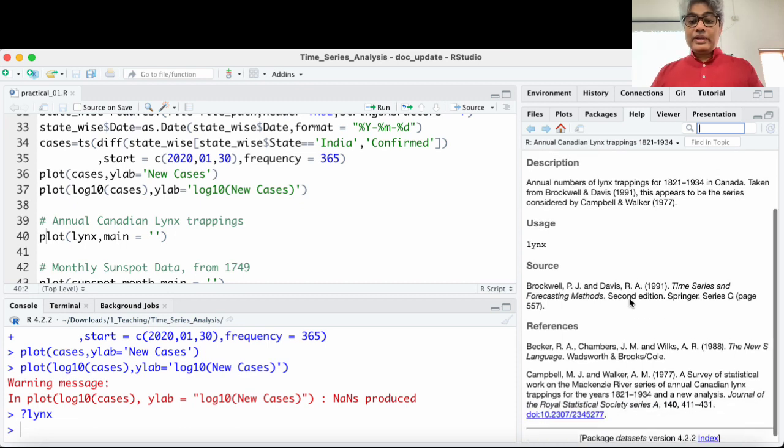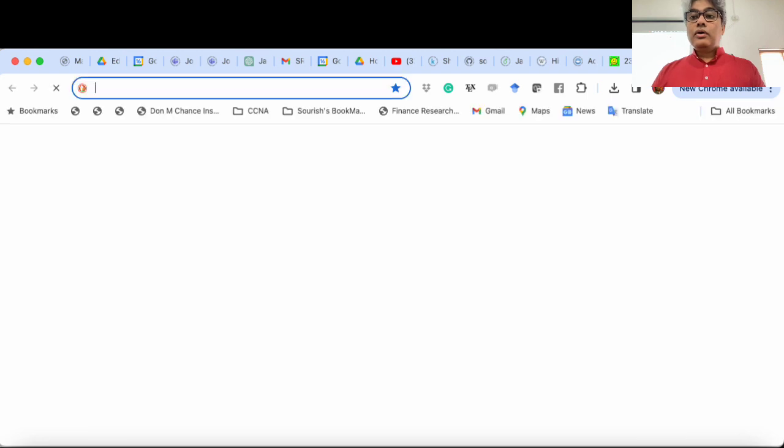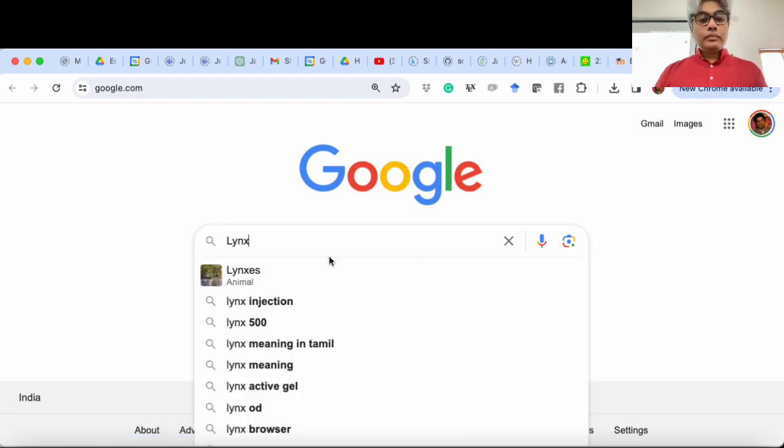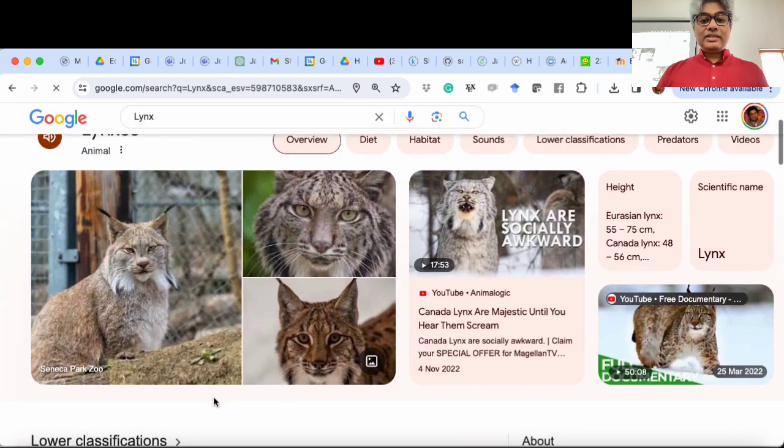Now, what is a lynx? If you just Google it, you can see it's some sort of cat, but a slightly bigger cat than the domestic or typical cat that we see.